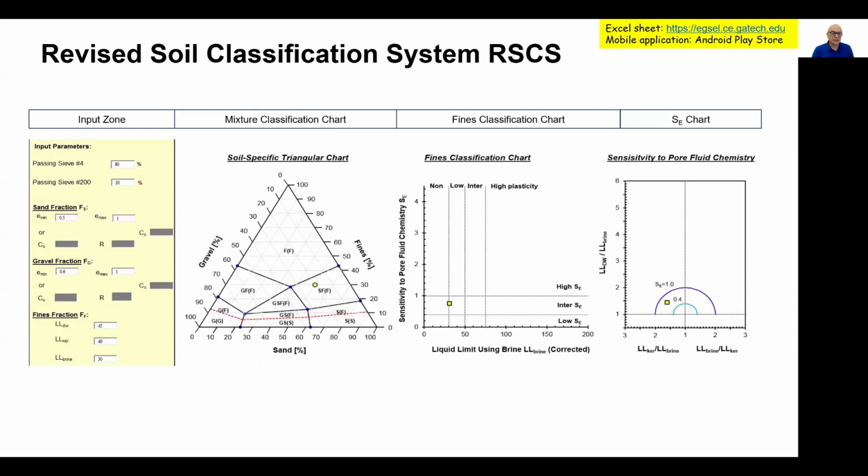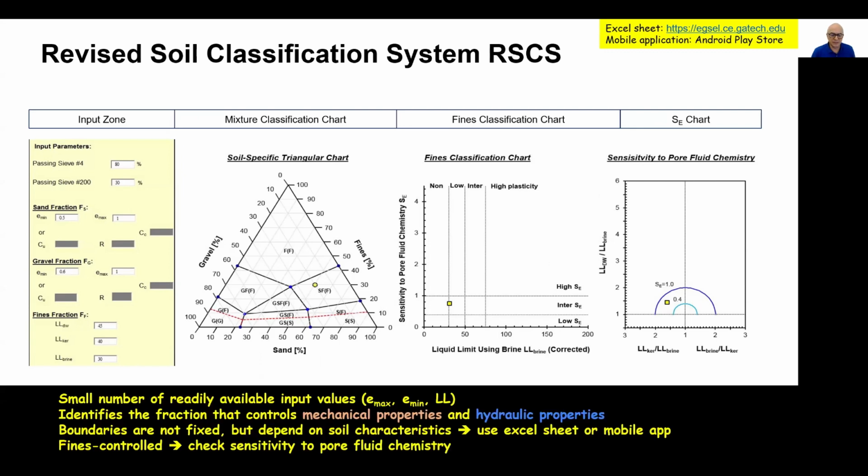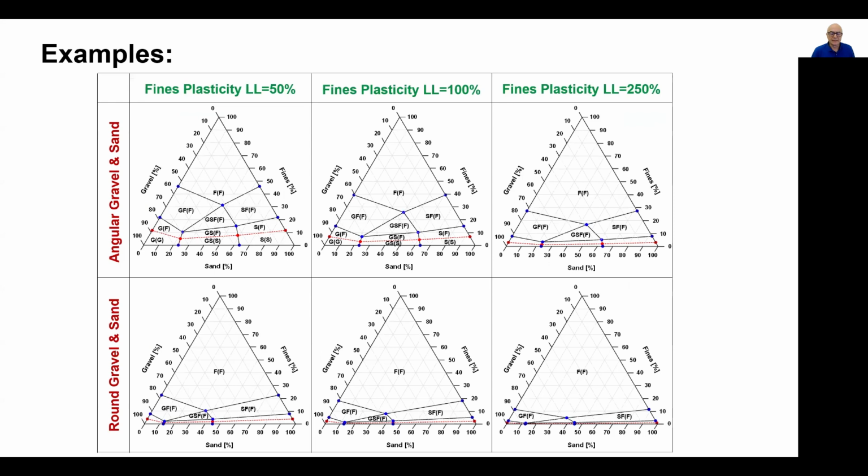So this is once again the chart. You need to input very few parameters, and it gives you a very insightful classification that will lead to better understanding of the soils you are dealing with for engineering purposes. Just as an example, these are 6 cases here: an angular gravel and sand and a rounded gravel and sand, mixed with different clay materials, let's say something like a kaolin, an illite, and a low plasticity bentonite.